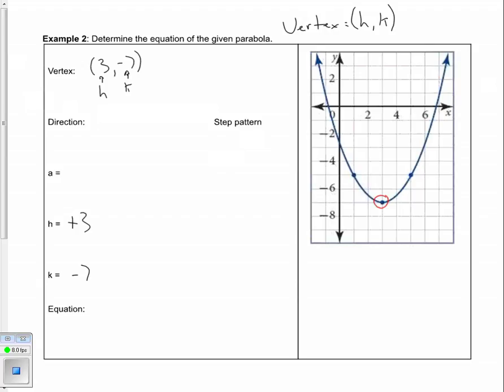We know that the direction of opening in this, just by looking at the parabola, is up. Okay, so that automatically tells us the a value is going to be a positive number of some kind. Okay, so now what we need to do is we have to identify the step pattern. Okay, and so there's a couple ways that we can do this. So one way that we can identify the step pattern is using our actual step chart that we've been talking about.